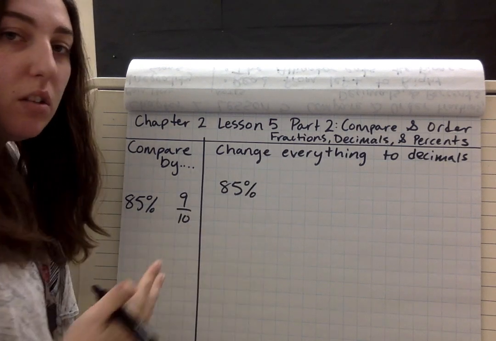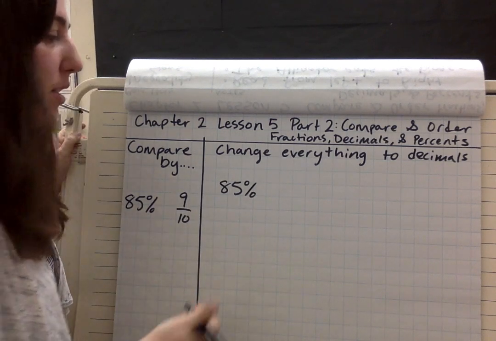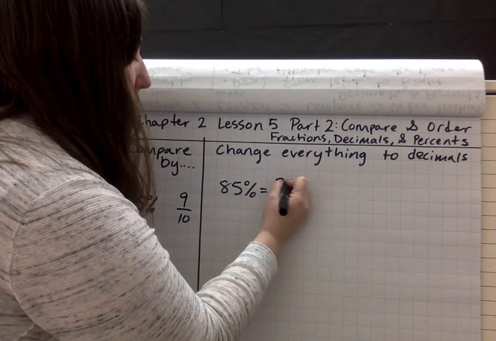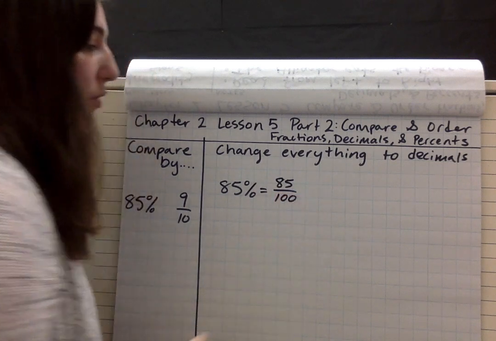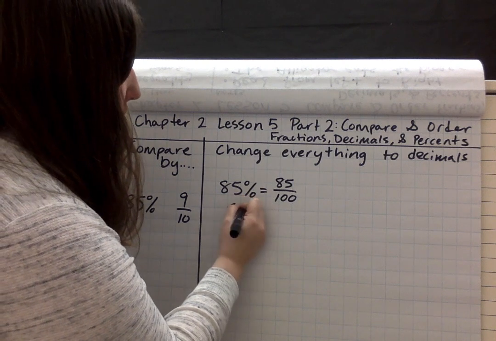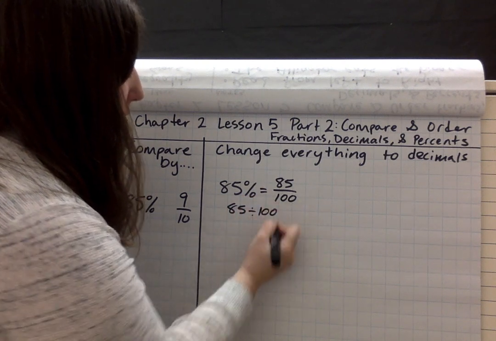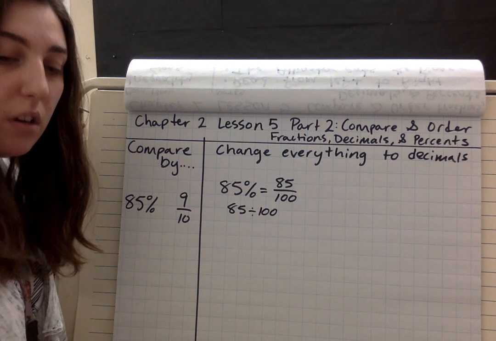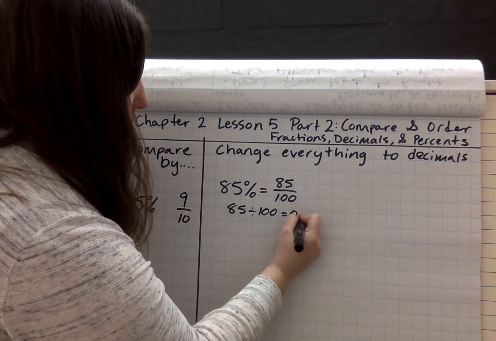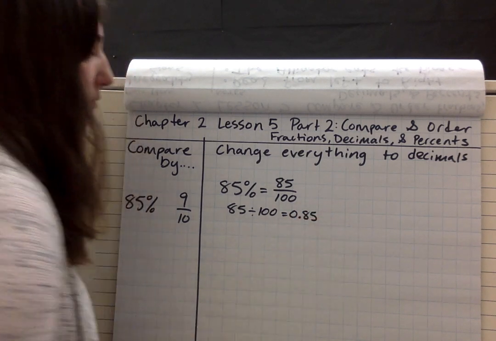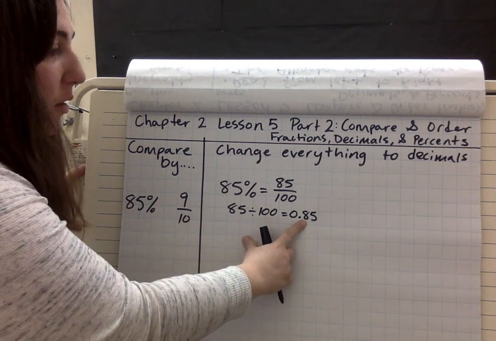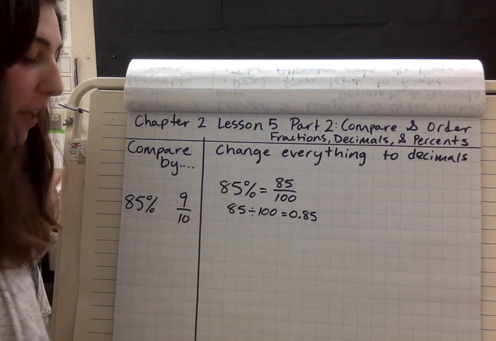First, we got to get it to look like a fraction. So 85%, we know percent means out of 100, so 85 out of 100. And then in our calculators, we can just do 85 divided by 100, and we're going to get our answer, which is going to be 0.85. Okay, so far 85%, we changed that to a decimal, which is 0.85.